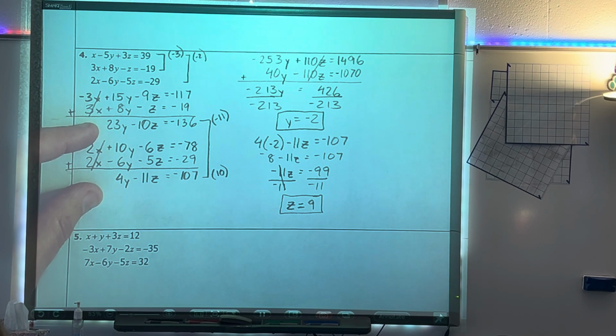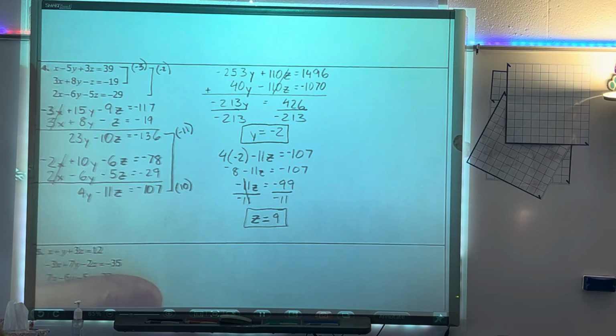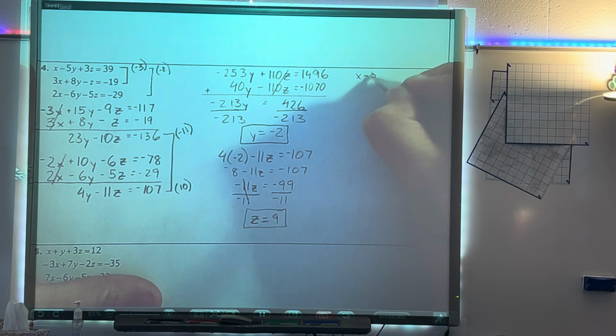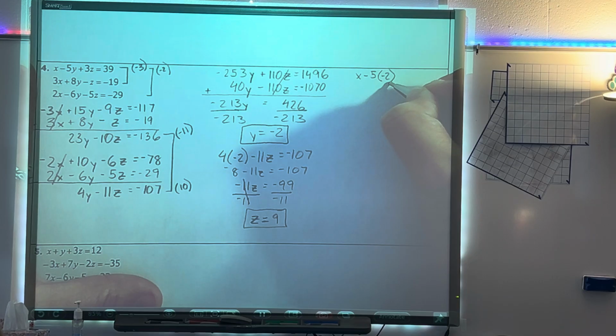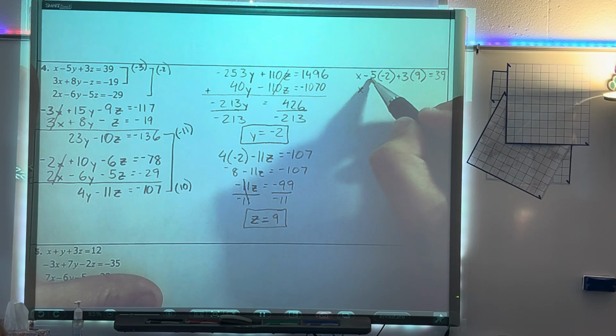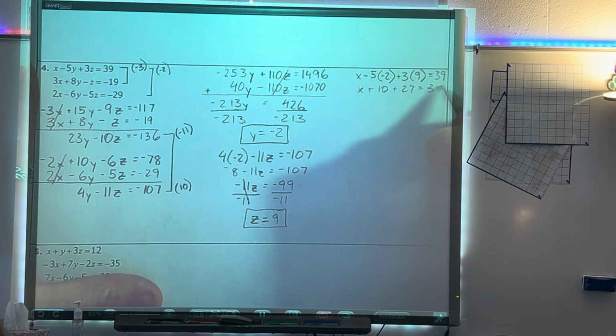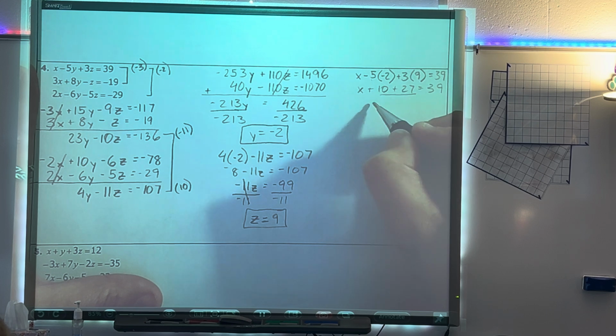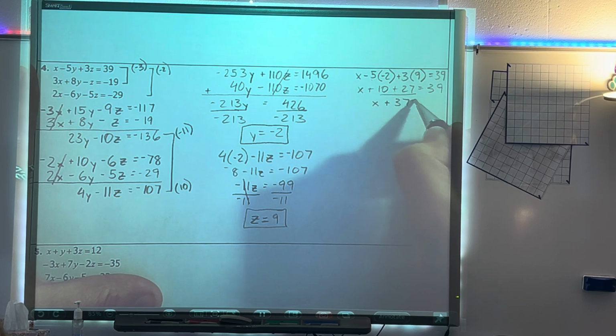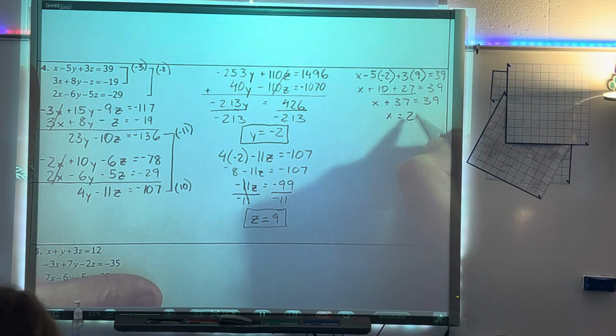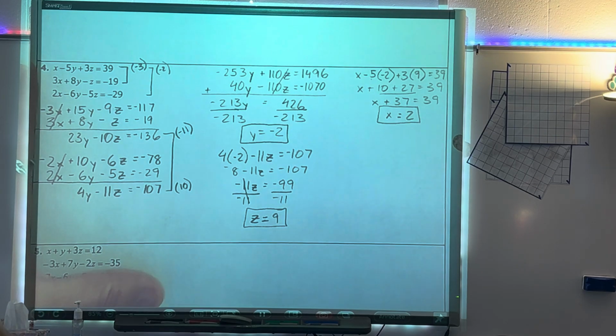Alright, so we've got Y and Z, so now I'm gonna go up here and get X. I'm gonna use this top one because X is by itself, so to me that's the easiest one. So I've got X minus 5 times negative 2 plus 3 times 9 is equal to 39. So a negative 5 and a negative 2 is going to be plus 10, plus 27 equals 39. So that gives me X plus 37 equals 39. So when I subtract that out, X then is a positive 2. And if I plug it back in, it works.